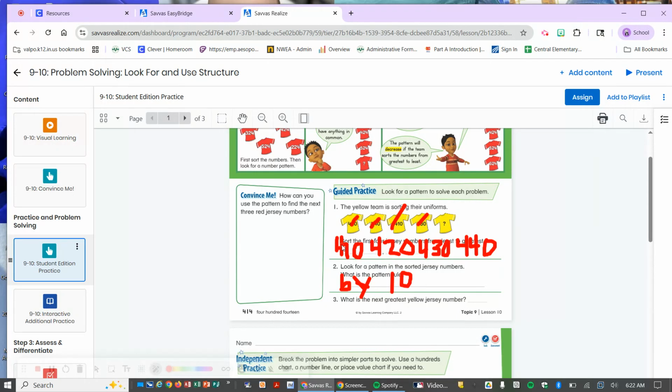So it's a good thing that we put them in order from least to greatest, because we are being asked to solve for what would come next. Well, I said 410, 420, 430, 440. What would come next? I can tell you that your hundreds place is going to be the same. You need to tell me what's going to be in my tens place, and I know my ones place is going to be the same.